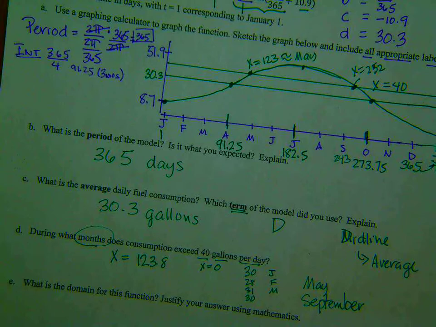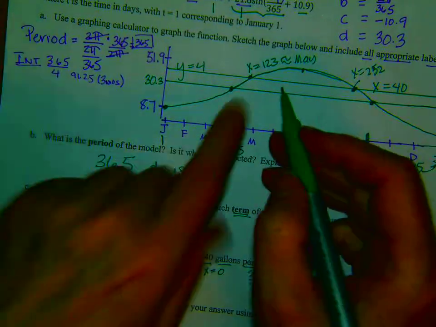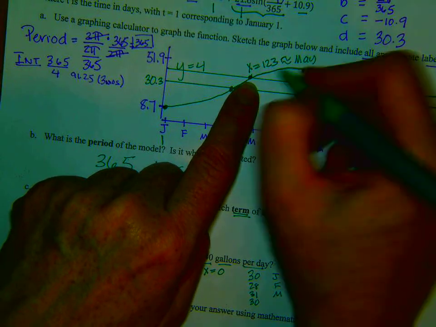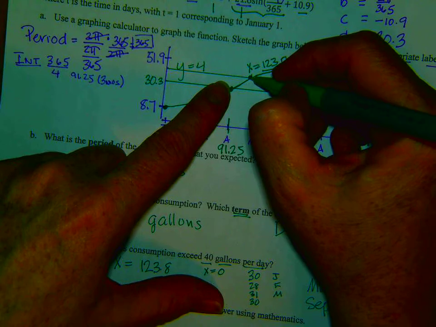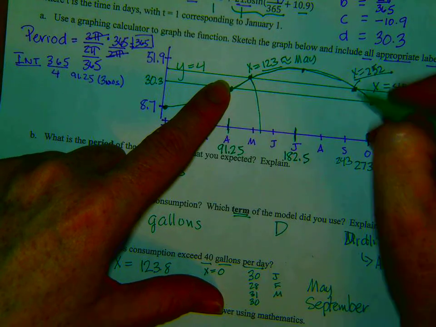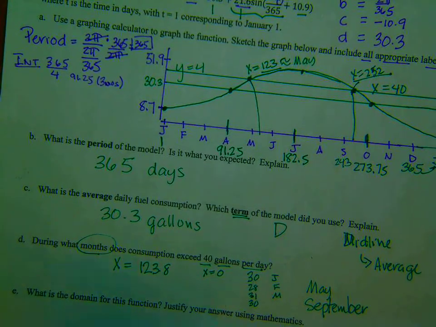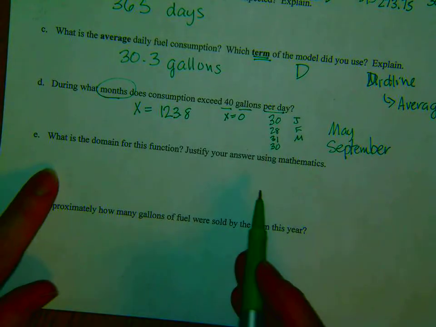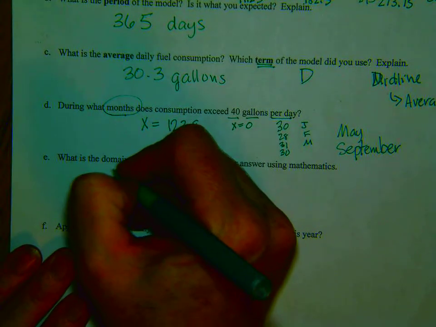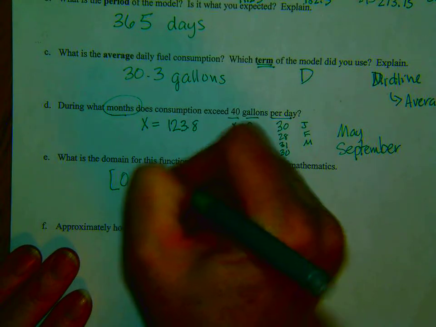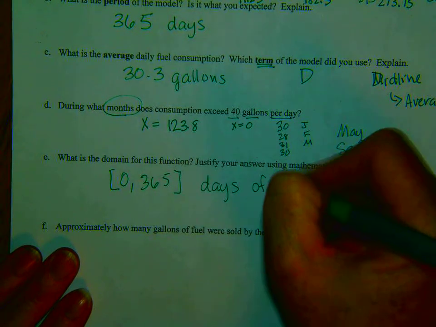That the consumption exceeds y equals 40. So I plotted these points. I got x is 123 and x is 252, and I saw that these points hit right there and right there, and so those were the months. Okay, what is the domain of this function? Well, we've really already talked about this. The domain of the function is 0 to 365, the days of one year.